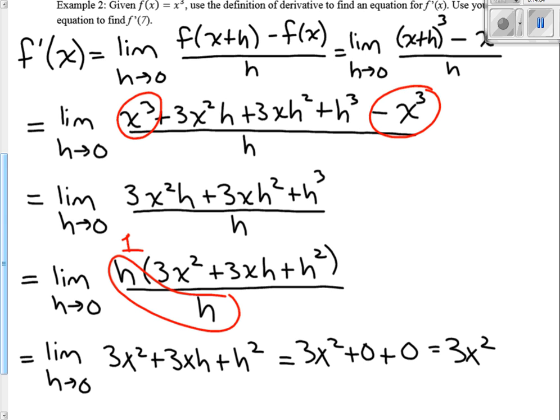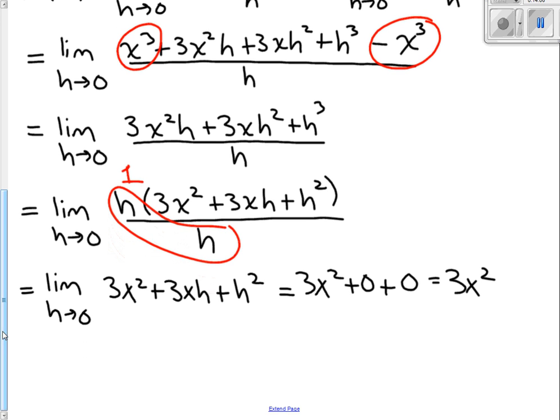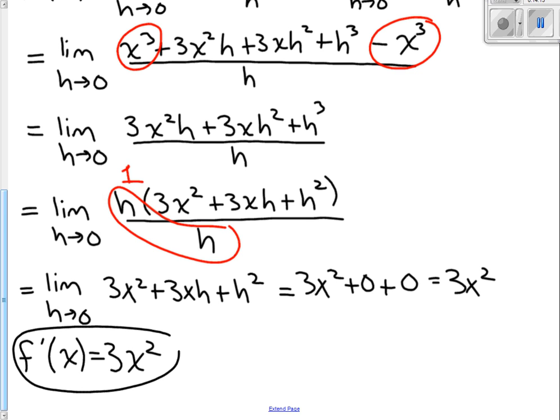So this is the function to represent the derivative. So f prime of x is going to be 3x squared. The next thing I was actually asked to find is I want to find f prime at 7. So to find f prime at 7, I'm simply going to replace the x with a 7. And this ends up being 147.